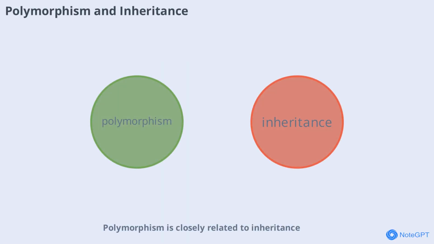Polymorphism is closely related to inheritance. It allows objects of different subclasses to be treated as objects of their superclass. This means you can write code that works with the superclass type, but at runtime the correct subclass method is called. Polymorphism makes your code more flexible and extensible, allowing you to add new subclasses without changing existing code.